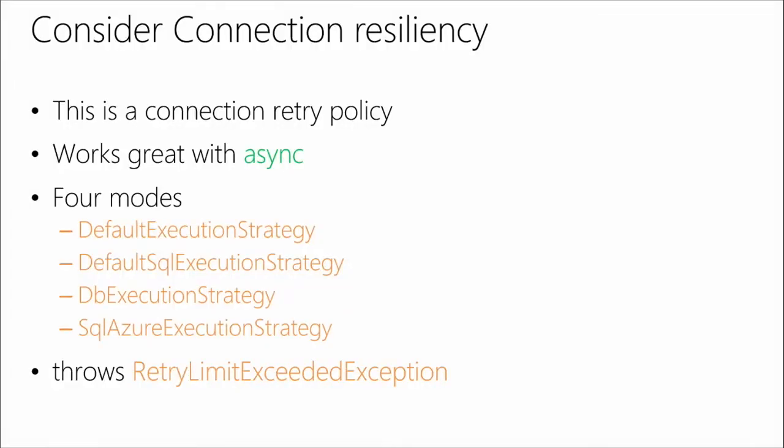Now, let's talk about connection resiliency. Connection resiliency is a really neat feature that was added to Entity Framework. I've had countless errors because there was a blip on the network that causes the connection to go dead, and the user sees a web page. So with connection resiliency, it essentially specifies a retry policy.